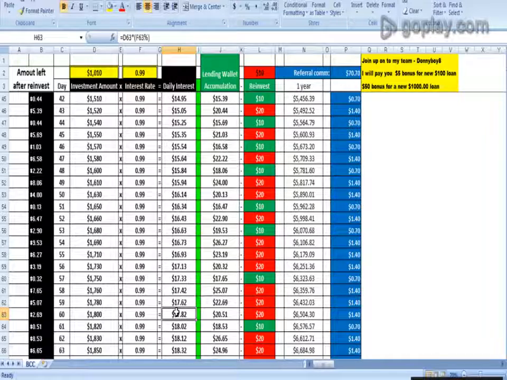But what happens is the effect of compounding interest. If you leave it alone and allow your interest to come over here and increase your loan amount every day, you will see.